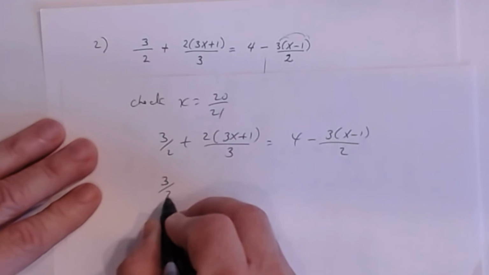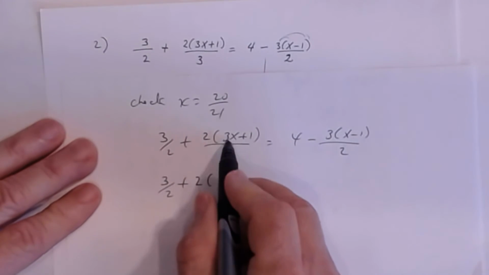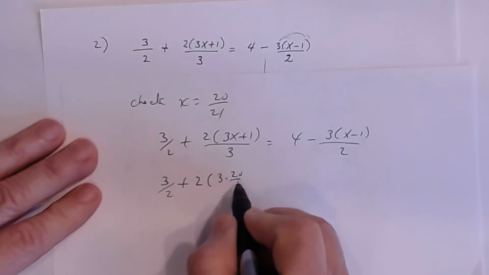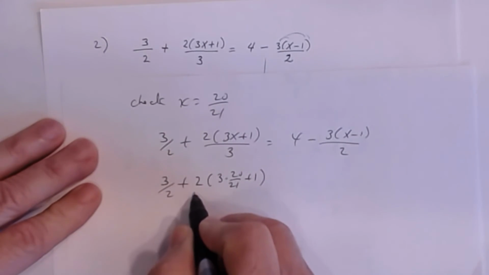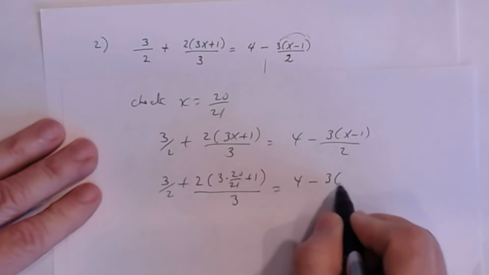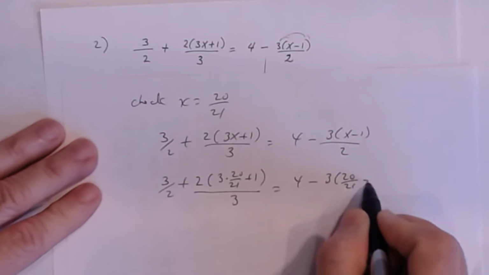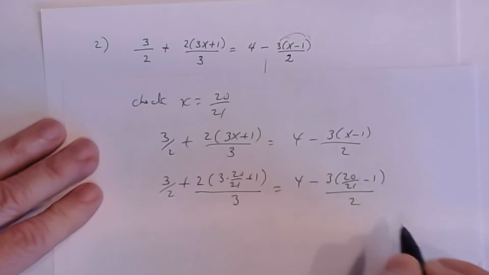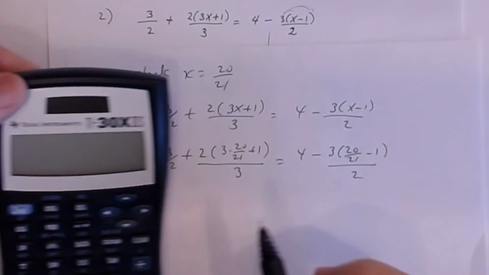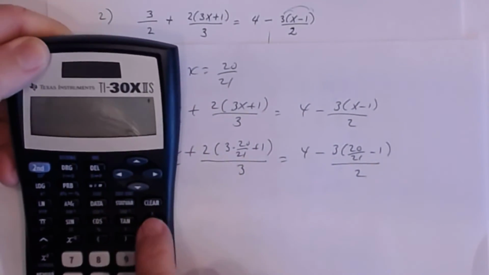So I get 3 halves plus 2 times 3 times x, which I'm saying is 20 divided by 21, plus 1 divided by 3 equal 4 minus 3 times 20 divided by 21 minus 1 divided by 2. All right, at this point, we're going to use a calculator. So I'm going to do inside the parentheses first. I'm using my calculator.